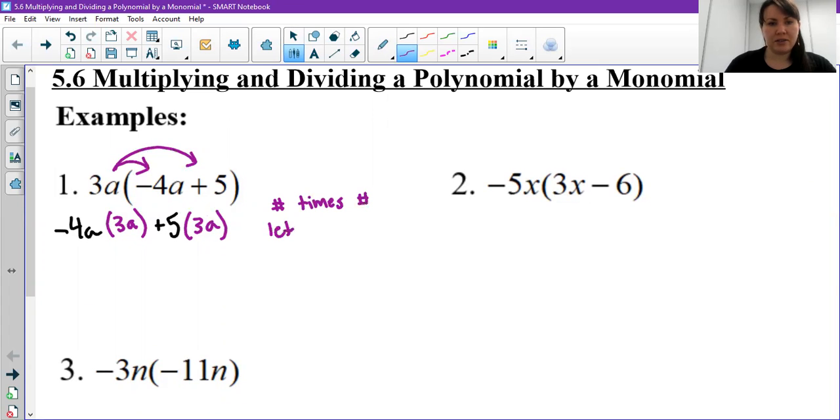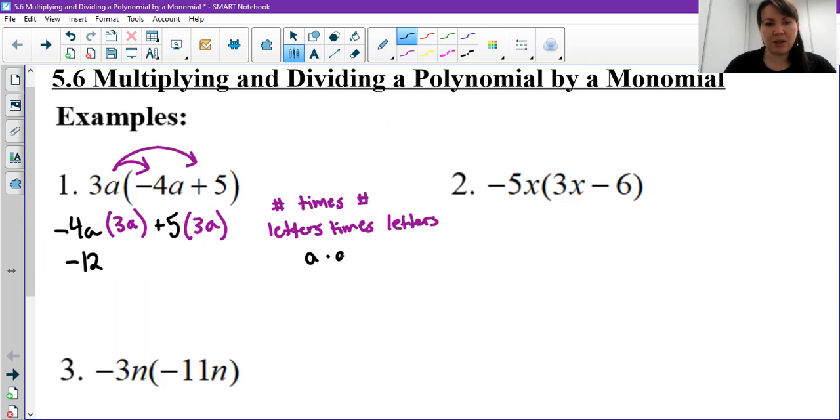and letters times letters. So I'm going to remind you of something here. So let's just do the first part, numbers times numbers. Negative 4 times 3 gives me negative 12. Then I have a times a.